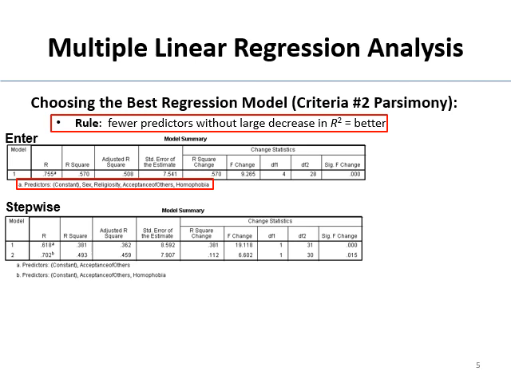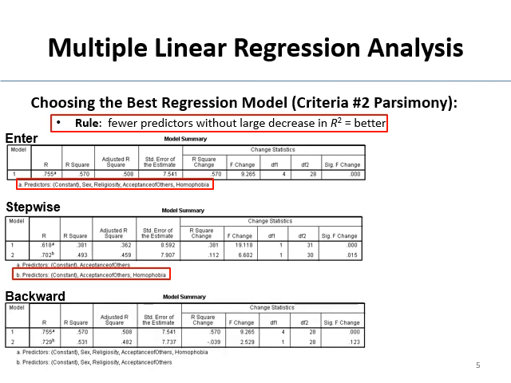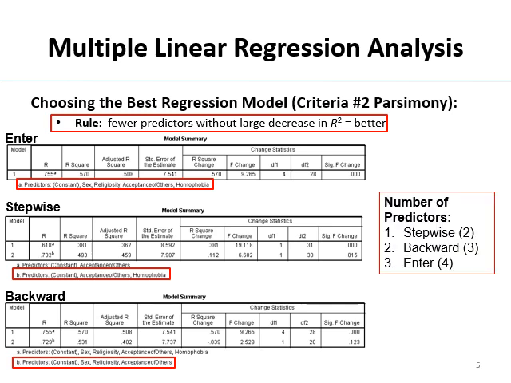Stepwise ended up with just two predictors in there. That's pretty darn parsimonious. And then finally, backwards had three. So sex, religiosity, and acceptance of others. So in terms of number of predictors, stepwise was the best. Backward was the second best with three. And enter was the worst. Again, it always is.